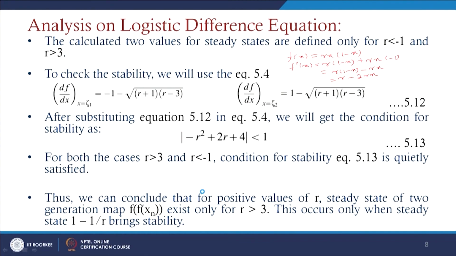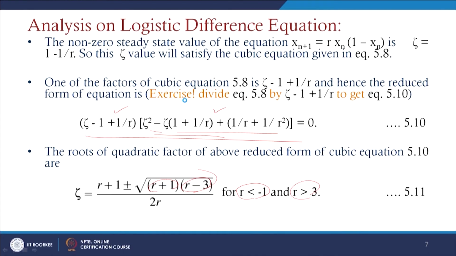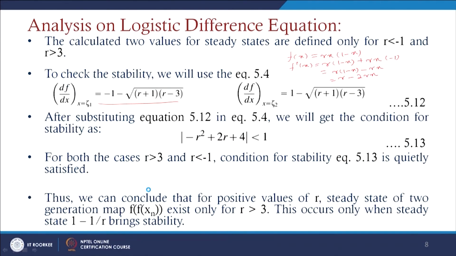So, based on this you can find df by dx at x equals zeta 1. For the plus and minus values you have 2 roots, since we are writing here zeta 1 and zeta 2. So, first root we can consider as r plus 1 plus square root of r plus 1 into r minus 3 by 2 r, and second root we can write as r plus 1 minus square root of r plus 1 into r minus 3 by 2 r. And if we directly put these values in f dash x here, then we can obtain it as minus 1 minus square root of r plus 1 into r minus 3, and for x equals zeta 2 if you put, then we can obtain these values there.